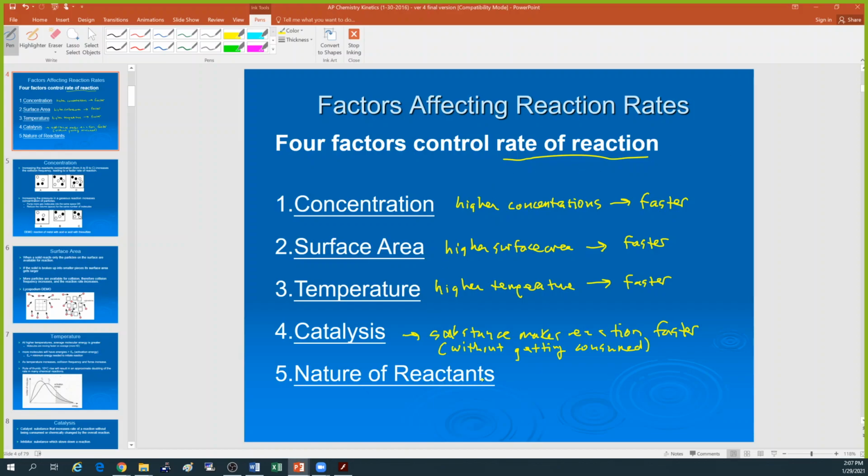Okay, and then the nature of the reactants is really talking about the difference between, let's say, a reaction like precipitation versus, let's say, a reaction like rusting.